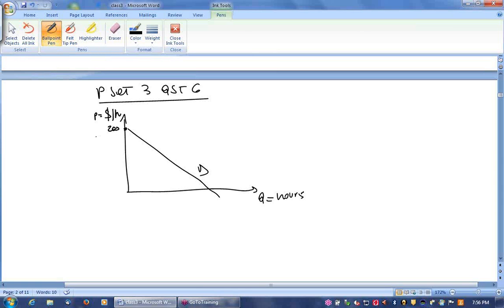The marginal cost of providing the service is a constant value of $50 per hour. So even here we have that the marginal cost is constant, so it's equal to the average cost, and it's a straight line. And this is equal to $50.